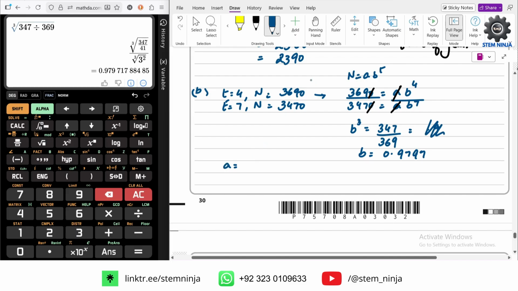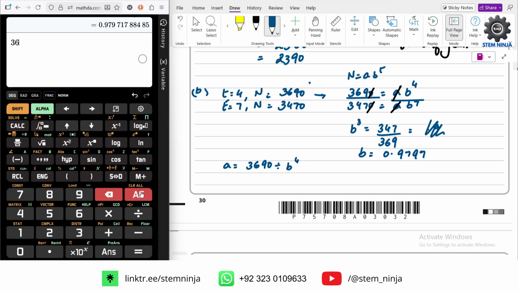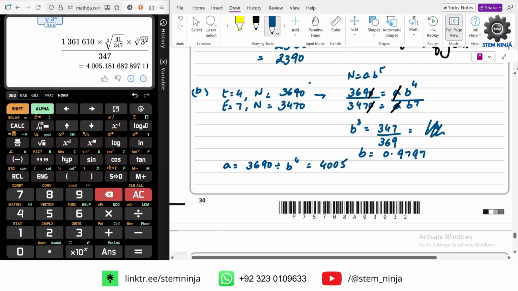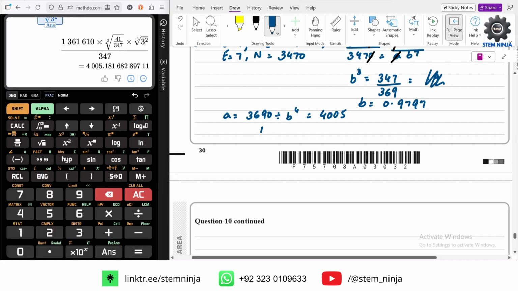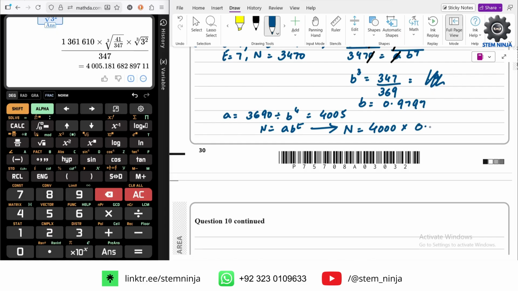So a would be either one of these, 3690 divided by b raised to power 4. Okay, so this is saved. 3690 divided by answer raised to power 4, 4005. So we need to give them in two significant figures each. So this would be n is equal to ab^t. This can be represented as n equals 4000 times 0.98 raised to power t.